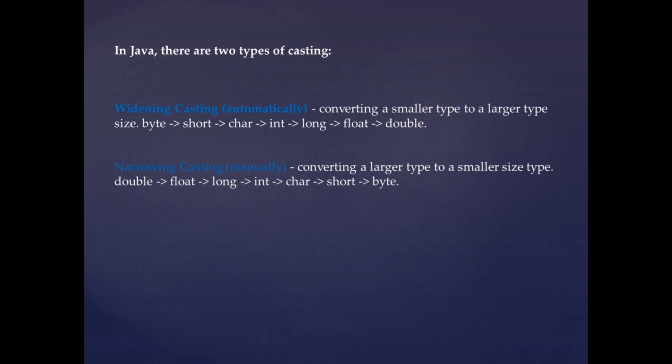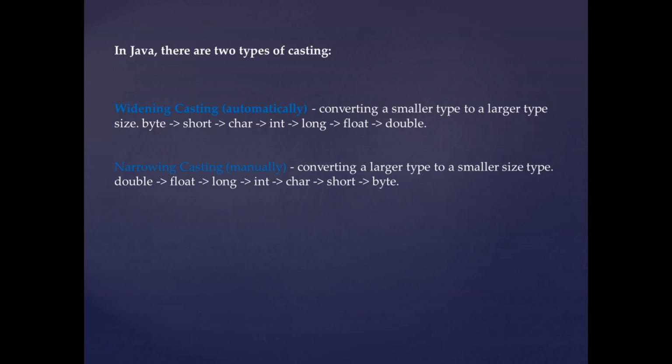The first is widening casting, which is done automatically, converting a small type to a larger type size. You can see it goes from byte, short, char, int, long, float, and double. The manually done typecasting is narrowing casting, which converts a larger type to a smaller size, which we have to do manually. By default, Java always supports widening casting, which is done automatically by Java itself.